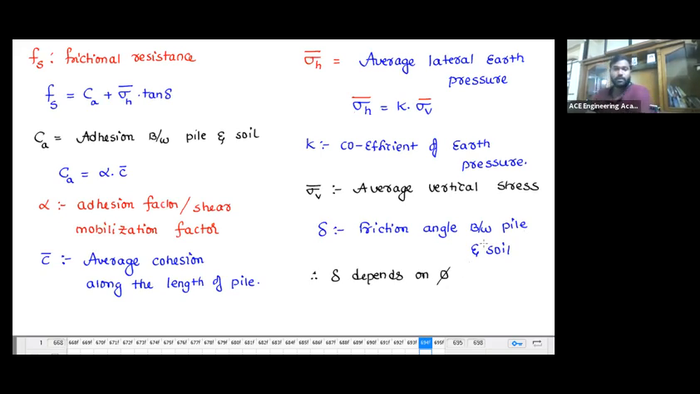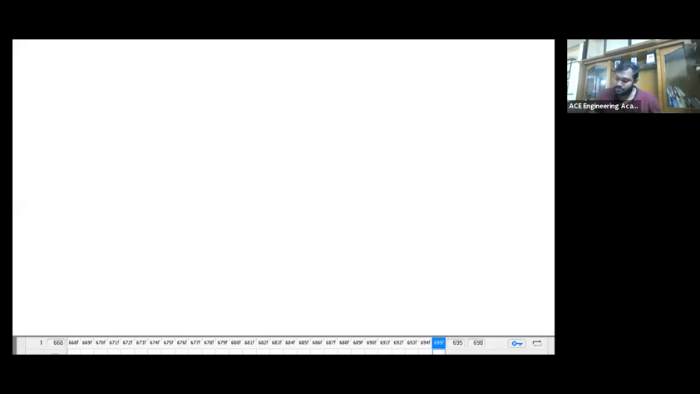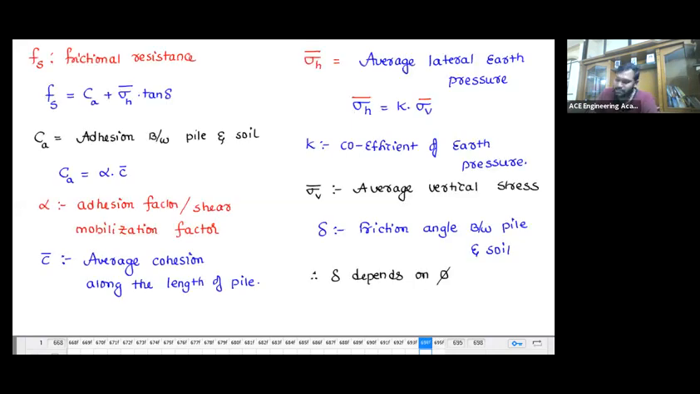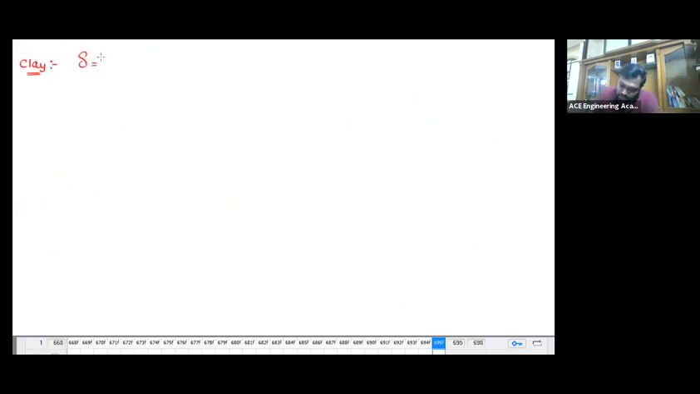Now, everything is written over here. What is CA? CA is alpha into C bar. Sigma H bar is the average lateral earth pressure, and delta is the friction angle between the pile and the soil. Now, if the soil is clay, as I told you, delta depends upon phi. So in the case of clay, as phi is equal to 0 degrees, we have to take delta equal to 0.